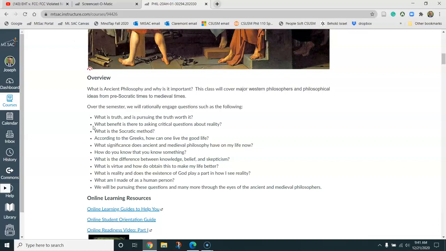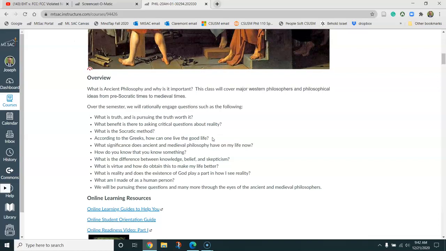But okay, so what's the benefit? What benefit is there to asking critical questions about reality? What's the Socratic method? We hear about this all the time, but what is it? We'll find out. According to the Greeks, how can one live the good life? After all, this class should be practical to you. Me personally, Aristotle blows me away with this question. What Aristotle thinks is the good life, or even just the ancient Greeks in general, like Socrates, Plato, and Aristotle. They're all in line with the same answer. I'm kind of blown away at what they thought.